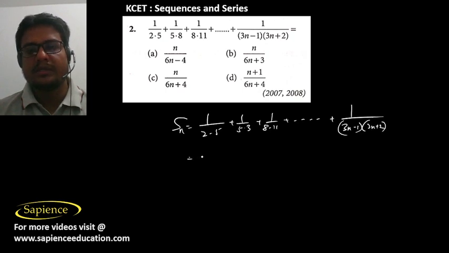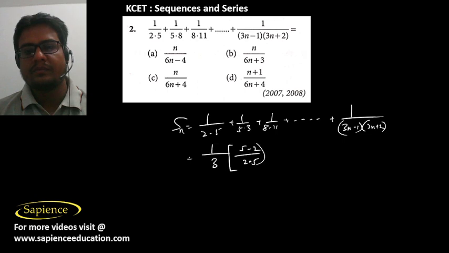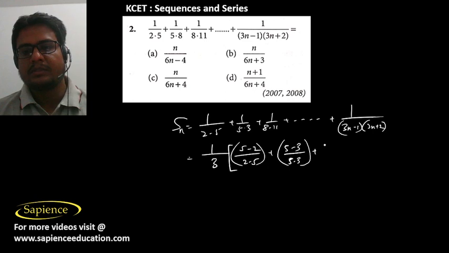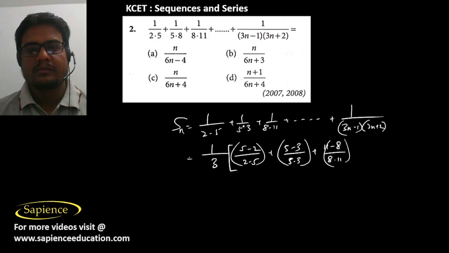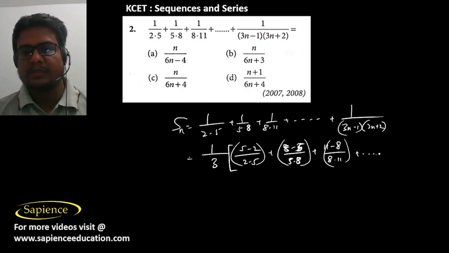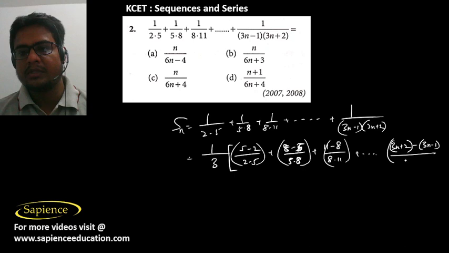So similarly here we can take 1 by 3 as common, and we can write this as 5 minus 2 by 2 into 5, then plus 8 minus 5 by 5 into 8, plus 11 minus 8 by 8 into 11. Sorry, this is 5 into 8. So this is 8 minus 5. Okay. Then plus, we can write it as 3n plus 2 minus 3n minus 1 divided by 3n minus 1 into 3n plus 2.